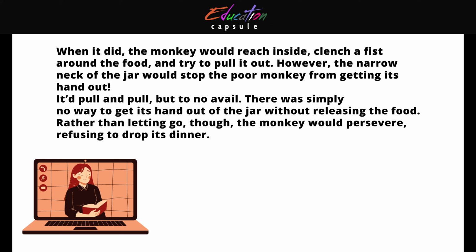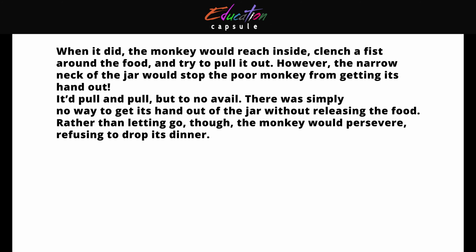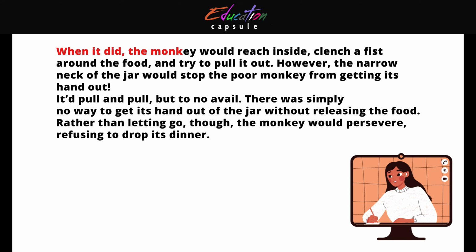Let's see what new we can learn from those words. Please read the first paragraph for me. Read the entire one. When it did, the monkey would reach inside, clench a fist around the food, and try to pull it out. However, the narrow neck of the jar would stop the poor monkey from getting its hand out.